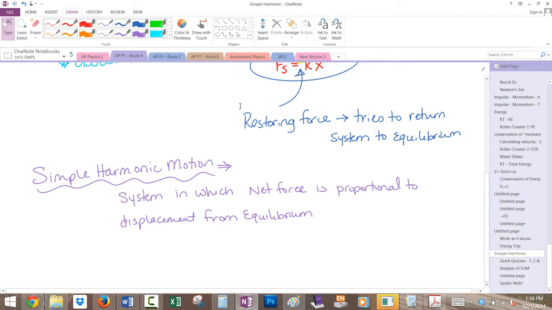I would like to know if you can think of anything else besides a mass on a spring that exhibits simple harmonic motion. So I'm going to give you a minute to think. Think about things where this might be true. I want you to be creative. I don't want you to not write anything down. Give it a shot. Write anything down that you can think of.